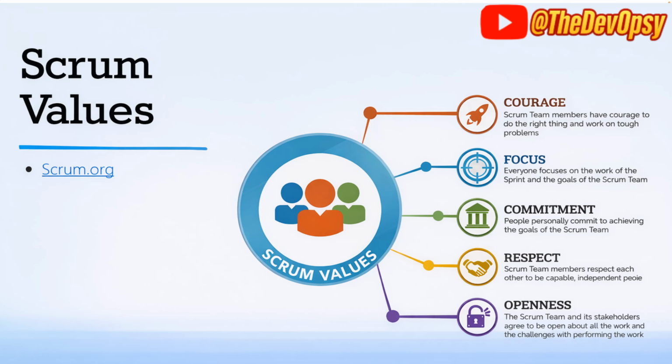So now don't get confused between agile values and Scrum values. Scrum values are different. Okay, this has been taken from scrum.org, a website, and these are the Scrum values: focus, commitment, respect, and openness.